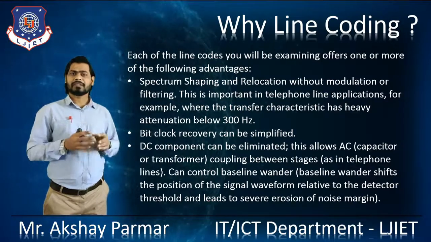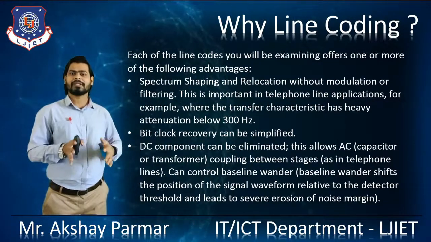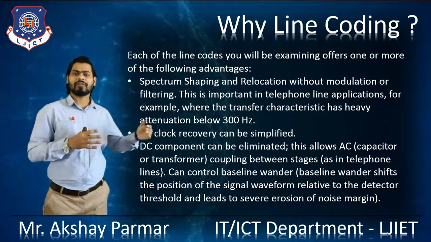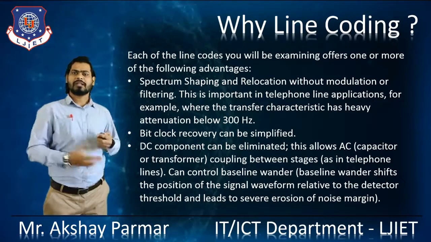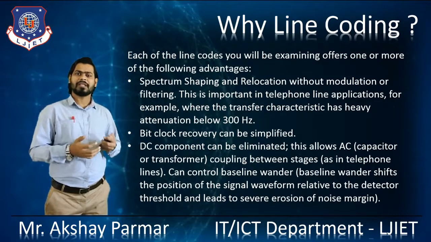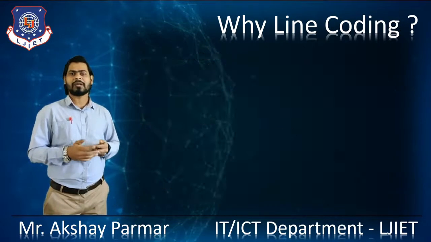The baseline wander shifts the position of the signal waveform relative to the detector threshold and leads to the severe erosion of the noise margin, right? So the DC component can be eliminated. This allows the AC coupling between the stages and can control the baseline wander, right? So this is why we are using the line coding techniques.